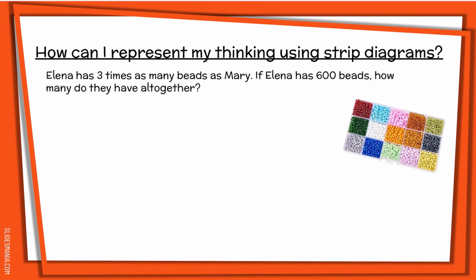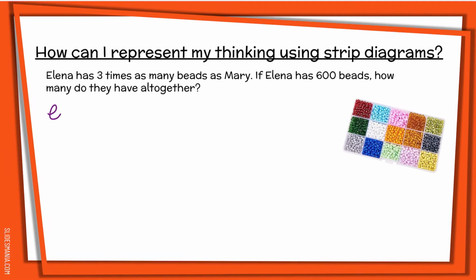So we just modeled rates and ratios with concrete models using our tiles. Now we want to think, how can I represent my thinking using strip diagrams? So we're moving from concrete to representing by drawing. So Elena has 3 times as many beads as Mary. If Elena has 600 beads, how many do they have all together?